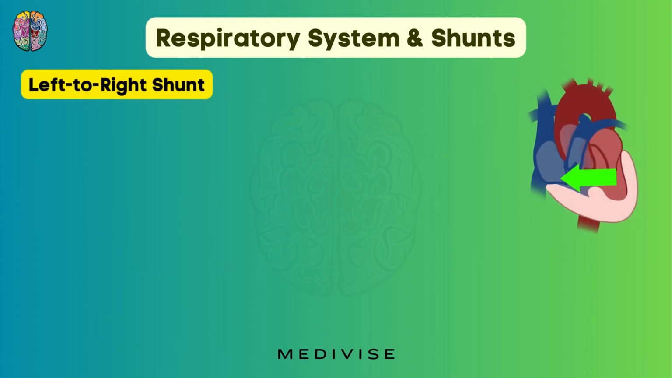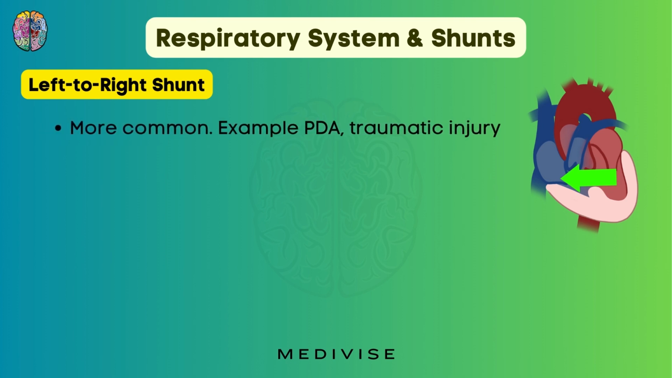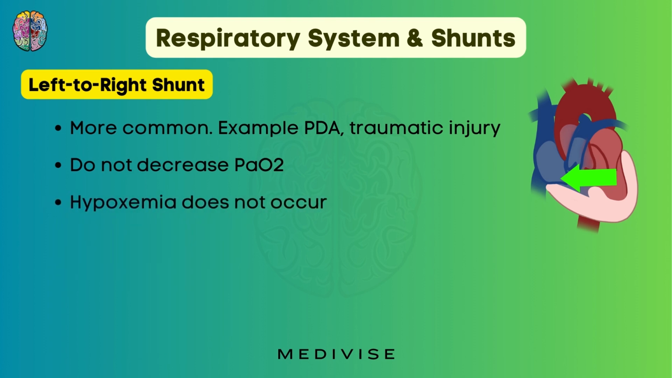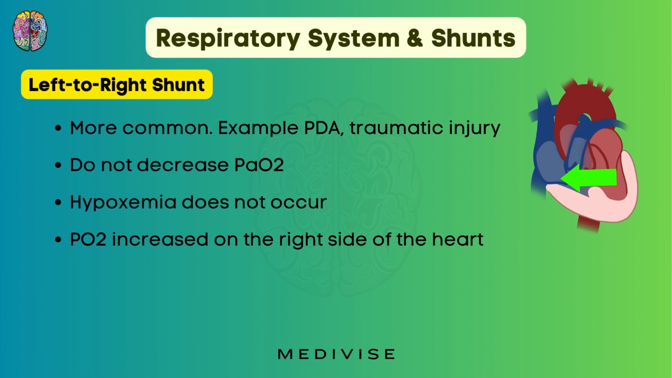Now let's try to understand the left to right shunt. This is more common and is seen in conditions like patent ductus arteriosus or traumatic injury. It does not lead to a decrease in the partial pressure of oxygen, and hypoxemia is usually not seen. The partial pressure of oxygen is increased on the right side of the heart.